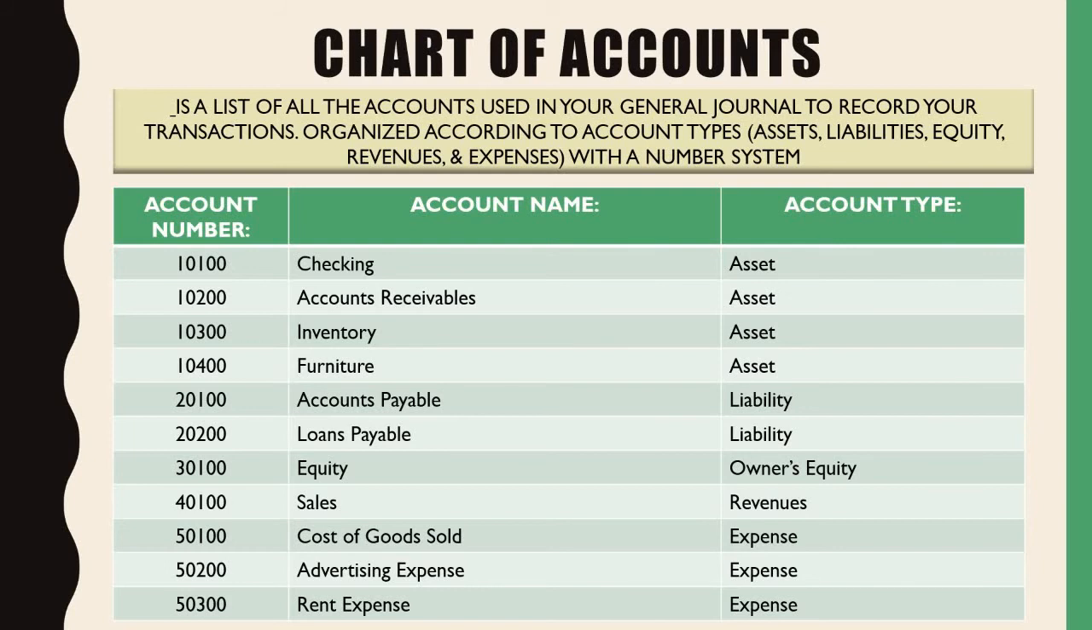So this is what a typical chart of accounts should look like. It should be in order based on account type. So your assets are going to be at the very top. Your liabilities come next. Your equity comes after. Your revenues are after that, and then lastly is your expenses.